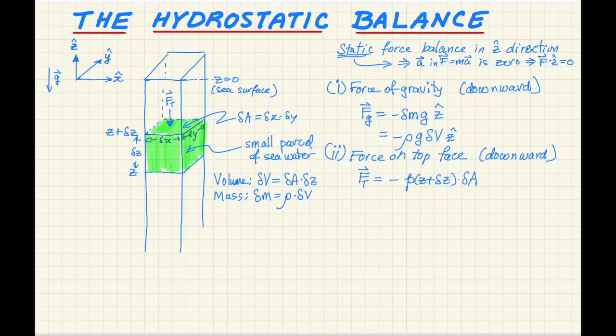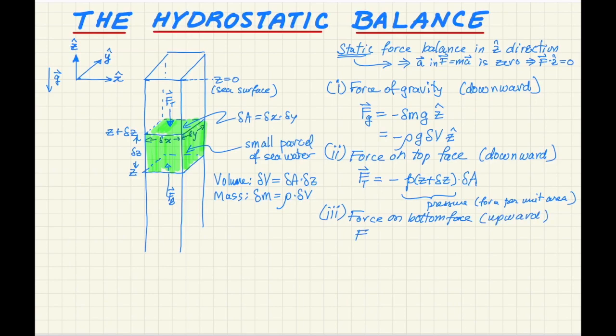And that's the pressure times the area, and it's the pressure at z plus delta z. Remember, the pressure is a force per unit area, so if we multiply the pressure times the area, we get back a force. And then the force on the bottom face acts upward, in the same positive z hat direction, so we use a plus sign.